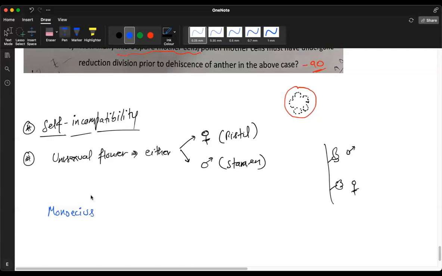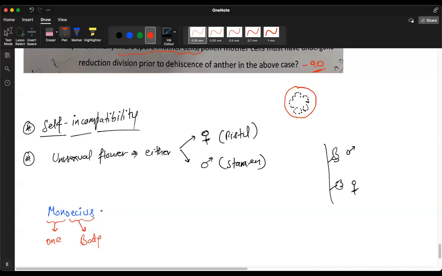Monoecious. Now let's break it. The word mono means single, one or single, yes. And the word oecious comes from the word oikos, which means body, soma or body. So mono means one, oecious means body. So monoecious is one body. So in these species, the species have just one body. And on the same body, you will have both the sexual organs present.